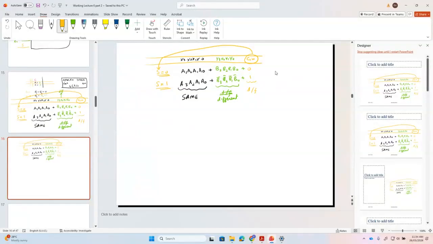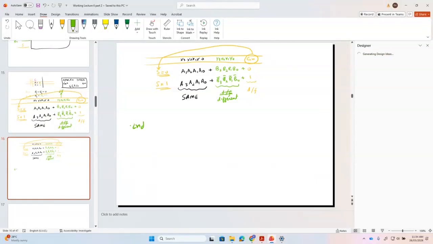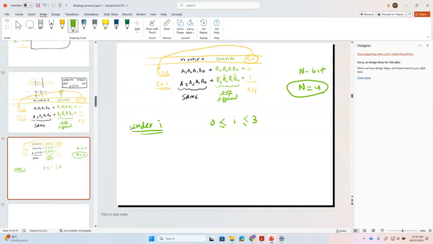Now what is the range? Let's say we have some index i. What is the range of index i? 0 is smaller or equal to i, smaller or equal to 3. Because this is an n-bit adder, and in this example n is equal to 4. When n is equal to 4, the range of index i will be 0 smaller or equal to i smaller or equal to 3.